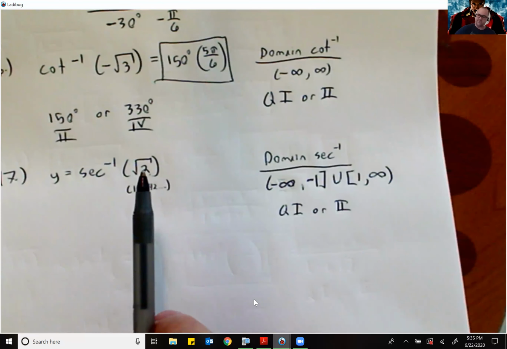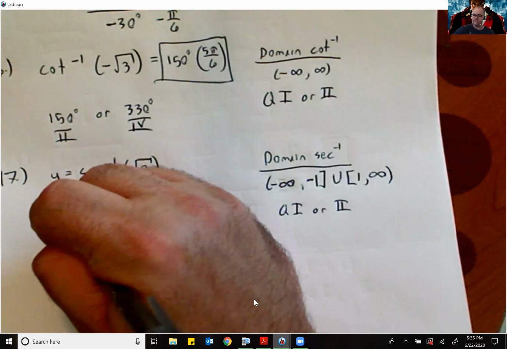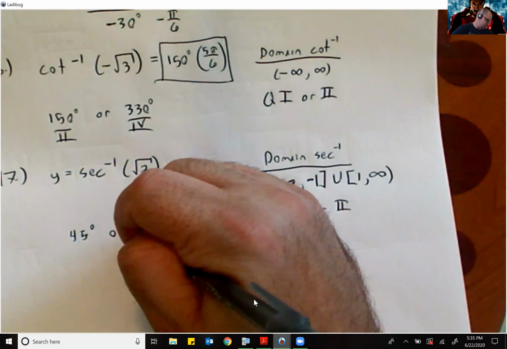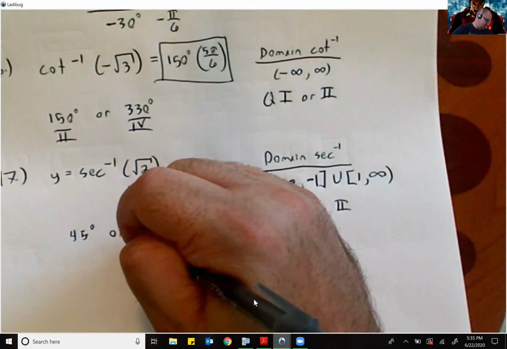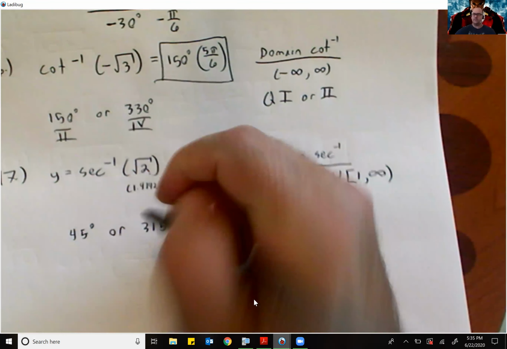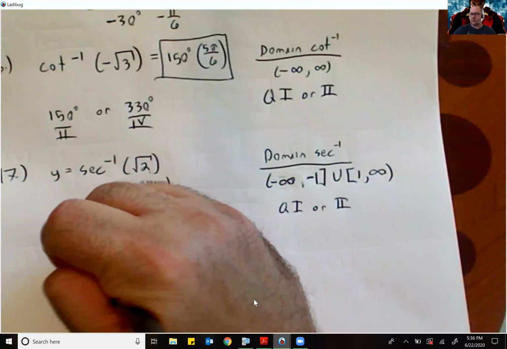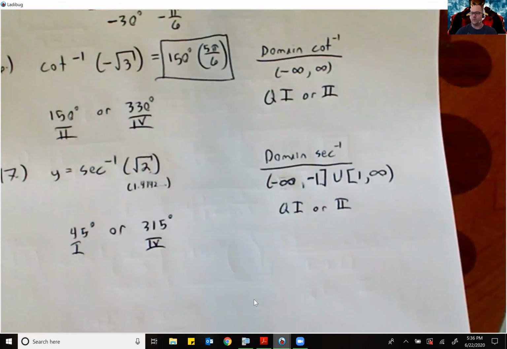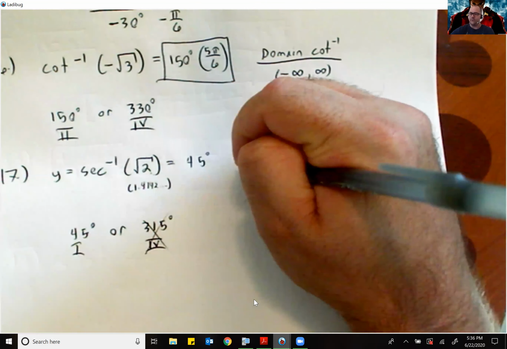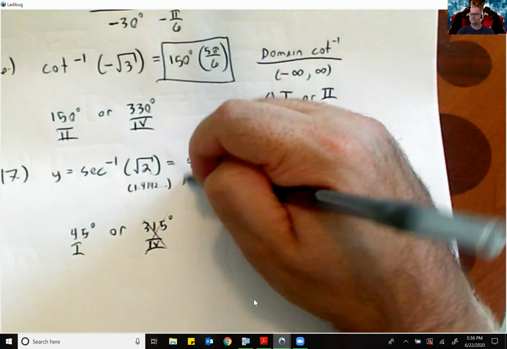So secant is the square root of 2 at 45 degrees or, sorry, not 135 degrees, 315 degrees. 45 is in quadrant 1. This guy is in quadrant 4. But again, we don't want the quadrant 4 answer. So the answer to this guy is 45 degrees, which is pi over 4 in radians.